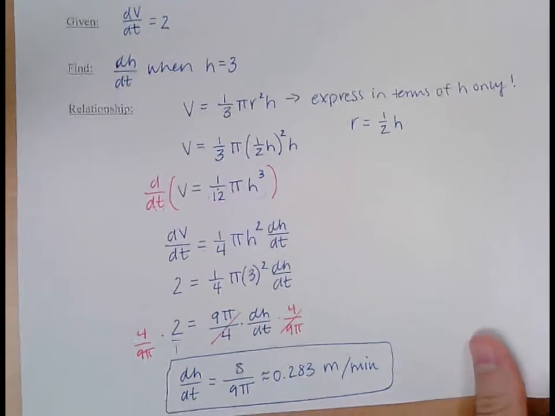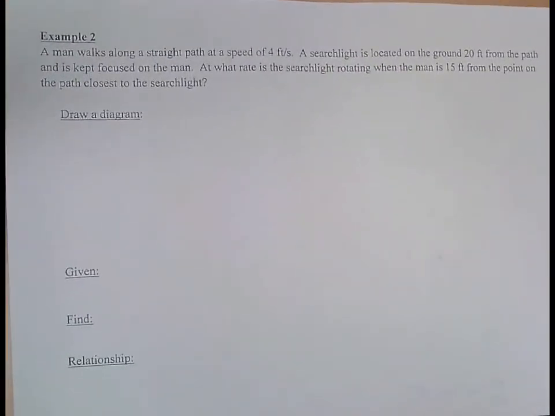Okay, so I have another example that is a completely different setup. Example 2 says: a man walks along a straight path at a speed of 4 feet per second, and a searchlight is located on the ground 20 feet from the path and is kept focused on the man. At what rate is the searchlight rotating when the man is 15 feet from the point on the path closest to the searchlight?